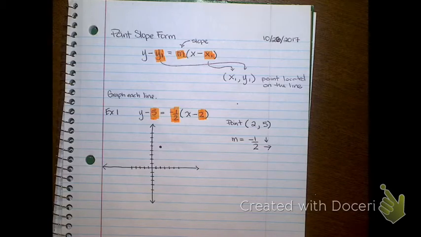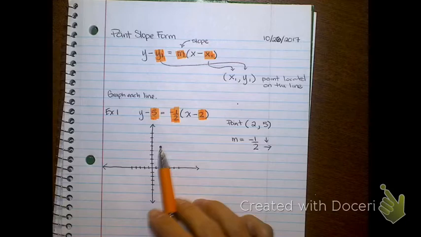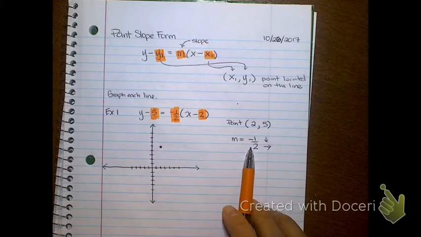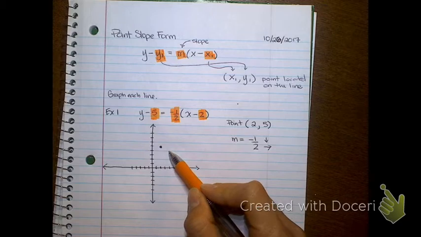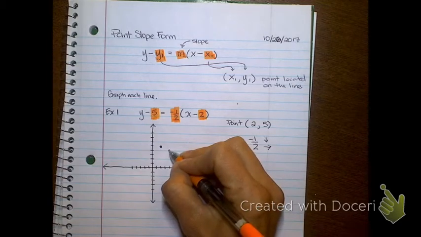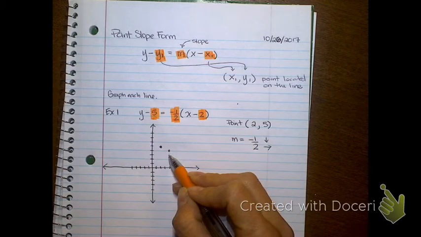Okay. From this point, we're going to use this slope to plot some more points. So from this point, I'm going to go down 1/2. And I'm going to do that again. Down 1/2.